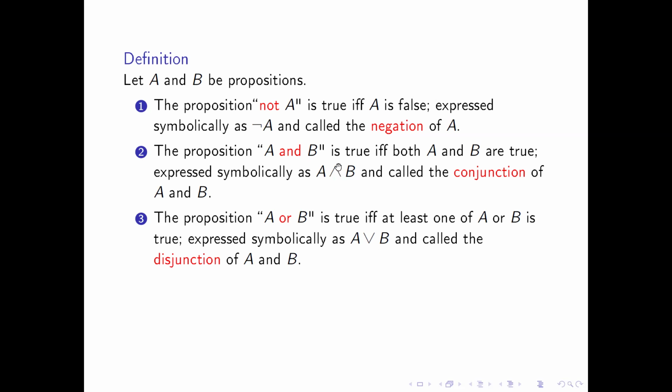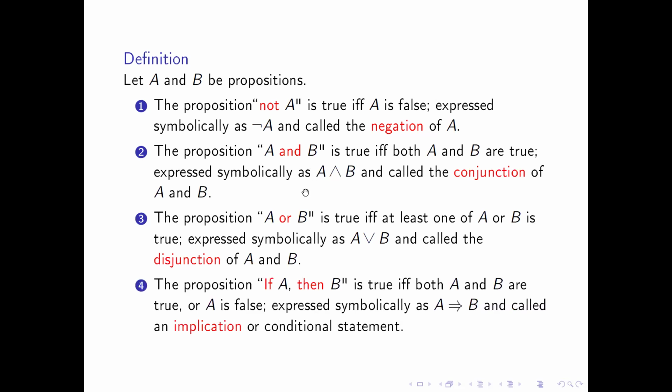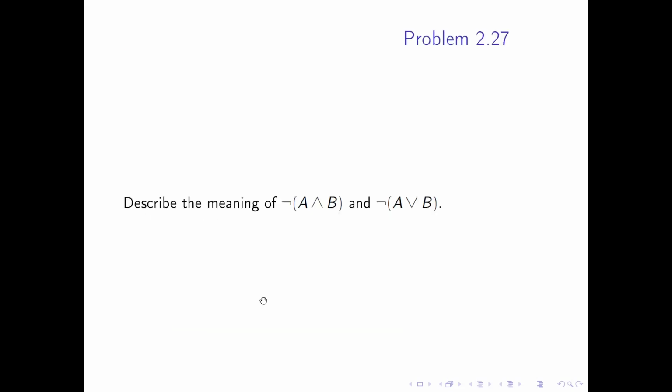This one is also called a wedge, by the way, in LaTeX. It's slash wedge. This is slash V. This is slash not. It's kind of funny. All right. And then if-then is true if A and B are both true, or if A is false. In other words, it is false only if A is true and B is false. It's the only time it ever fails. This is an implication or conditional statement.